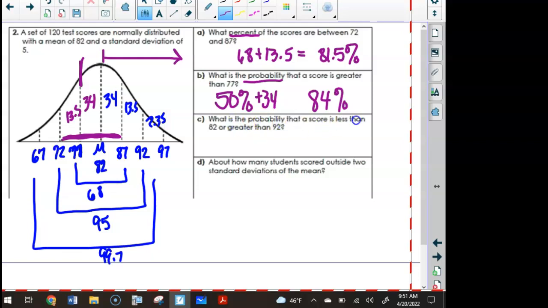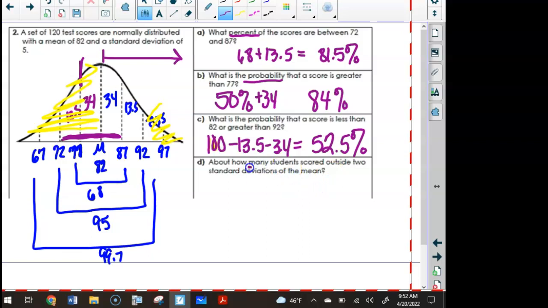Right. What is the probability that a score is less than 82 or greater than 92? So less than 82, well, less than 82 is what? 50%. But it also works if it happens to be greater than 92. So we could do what? Yeah, I would do 100 minus those other 2 probably, since this is all the way up. Whoops, that's not right in yellow. 100 minus 13.5 and 34. Let's see, that would be 47.5, 52.5? What is it, guys? Thank you.